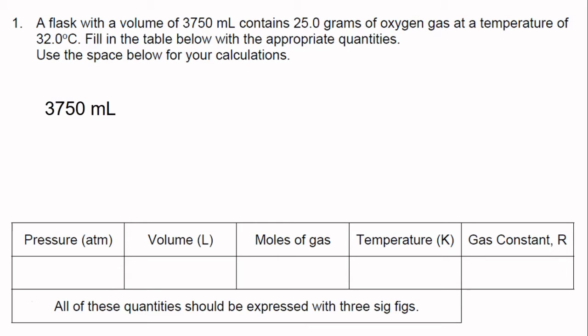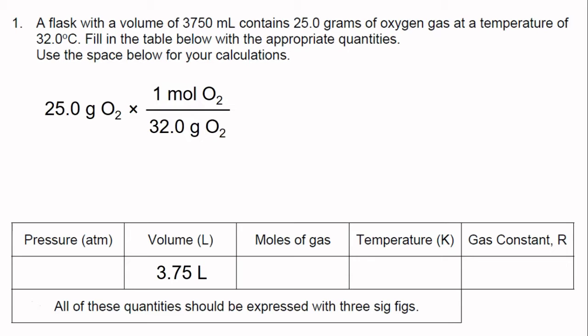Let's start with 3,750 milliliters. We have to convert from milliliters to liters. There are 1,000 milliliters in 1 liter, so we get 3.75 liters. Remember that oxygen gas is a diatomic gas, so we have 25.0 grams of O2, and there are 32 grams of oxygen gas per mole. So rounding off our answer to 3 significant figures, we get 0.781 moles of oxygen.